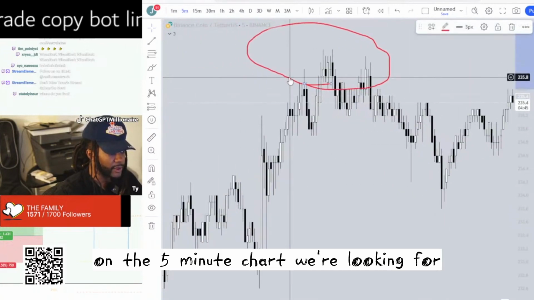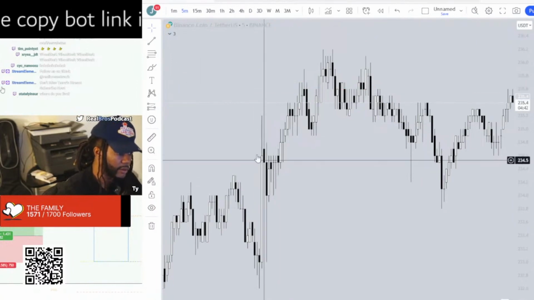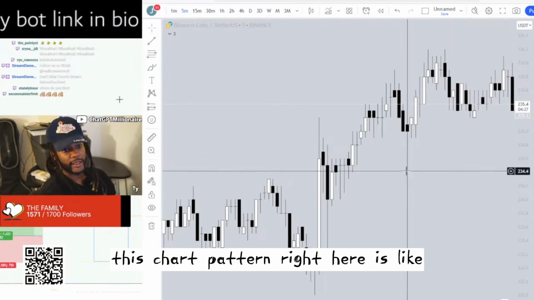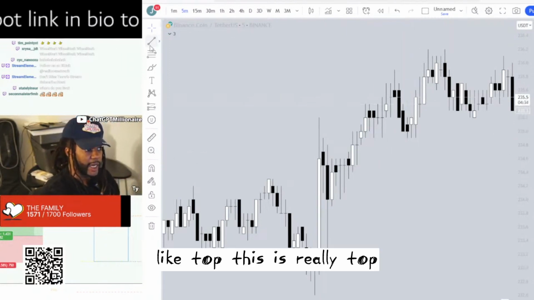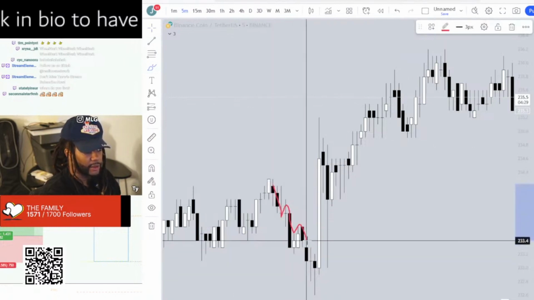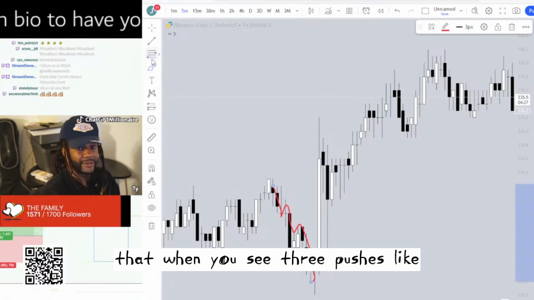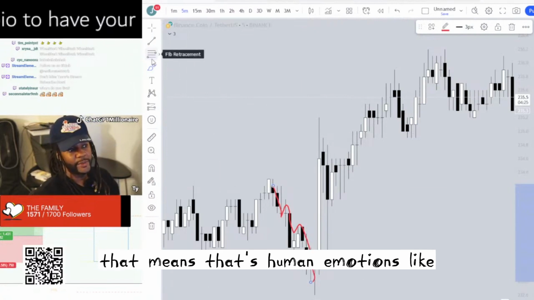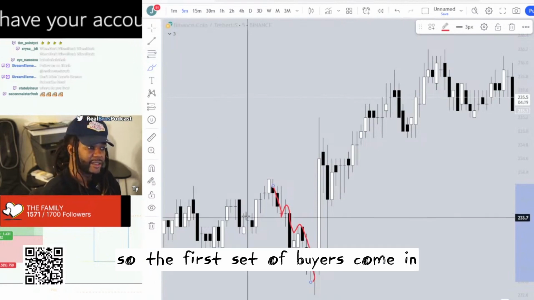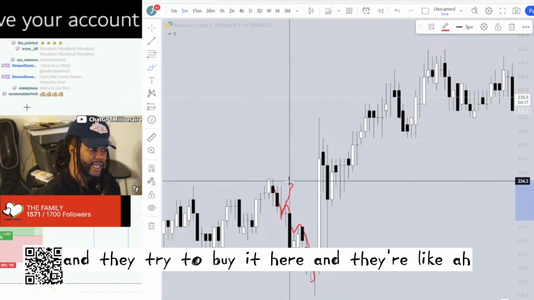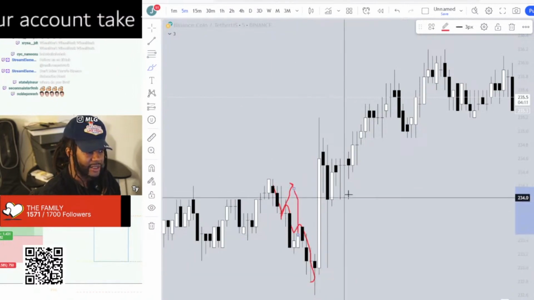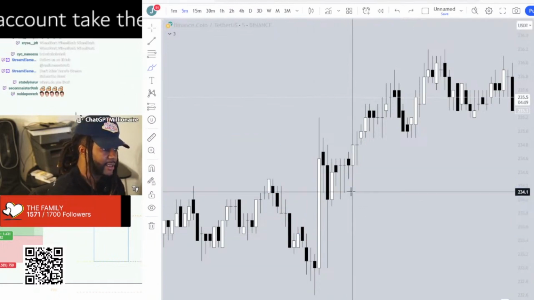On the 5-minute chart, we're looking for, so here's the chart pattern again. This chart pattern right here is really top. So right here we got three pushes down. When you see three pushes like that, it means that's human emotions. Like, is this price low enough? Let's try to buy it here. So the first set of buyers come in and they try to buy it here, and they're like, that's not a good enough price for me to buy at. Let's get it lower. I mean, this is kind of a mess.